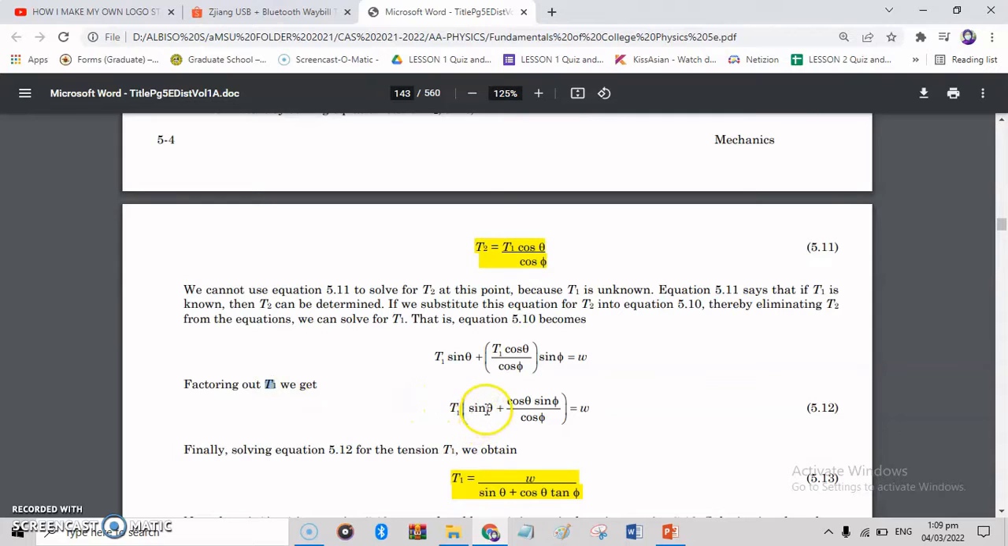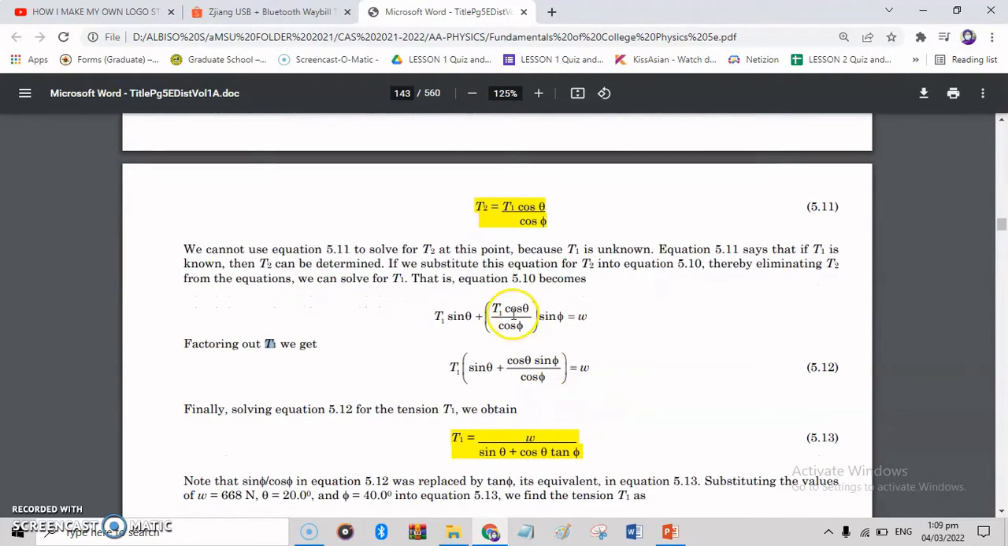Bakit? Given tayo ng angles and given tayo ni weight. Now, to factor out the T1, okay, pareho silang may T1, so ilalabas natin si T1, no? And si sin theta plus, copy plus, cosine theta over cosine phi times sin phi. Kaya siya ganyan, equals W.